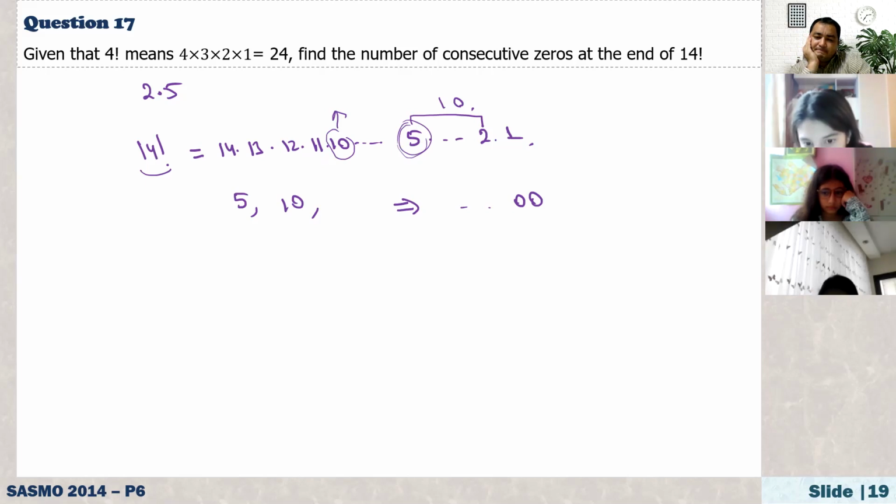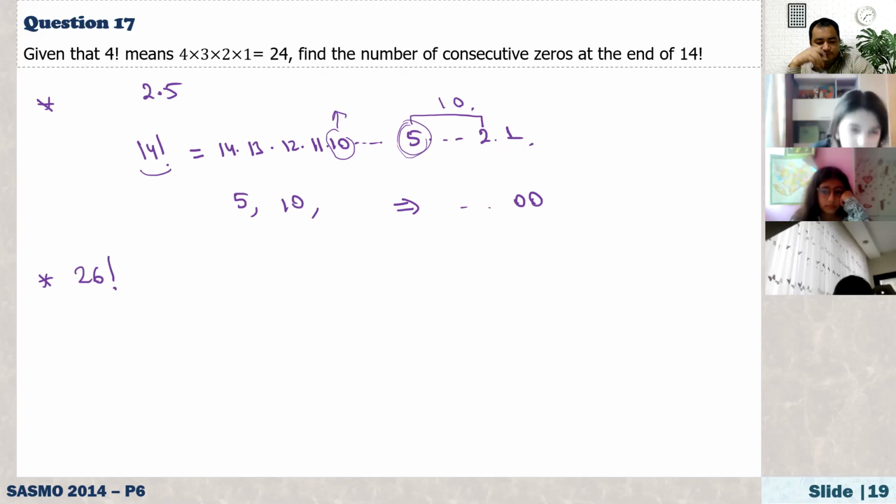I think yes. If yes, now I ask a question, okay? The same question. How about instead of 14 factorial, if I ask you 26 factorial, how many consecutive zeros are there at the end of 26 factorial? You have 1.5 minutes. Very easy question. Time starts now.